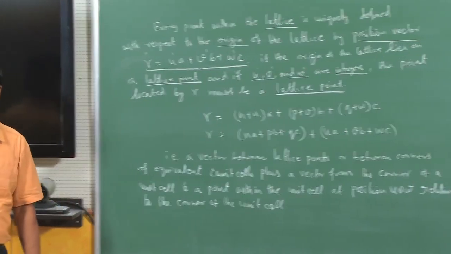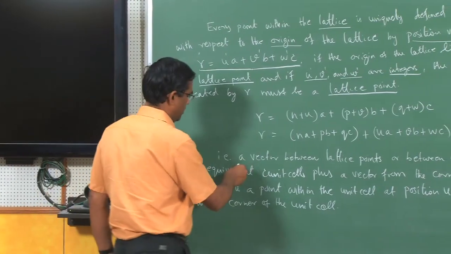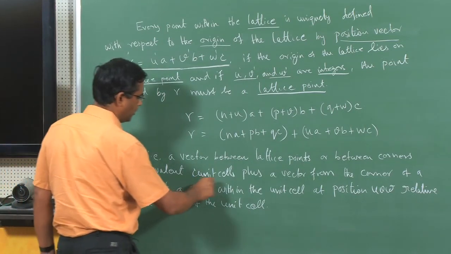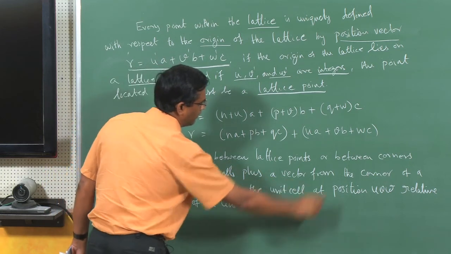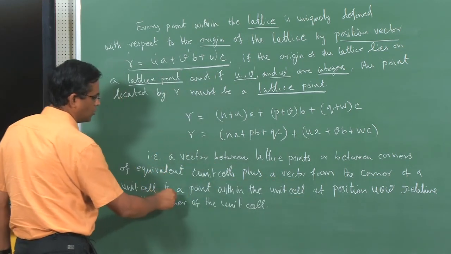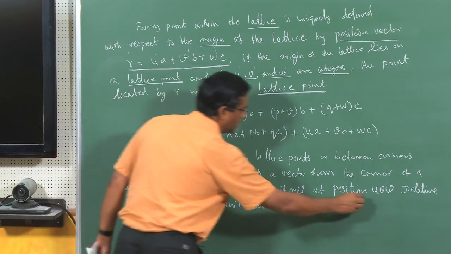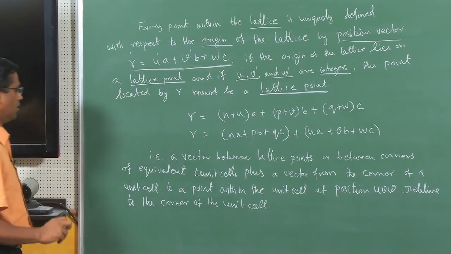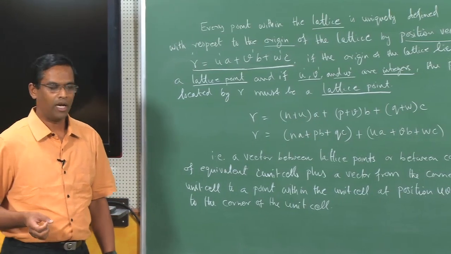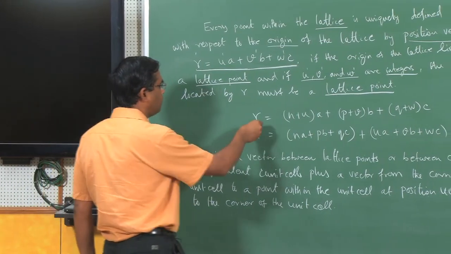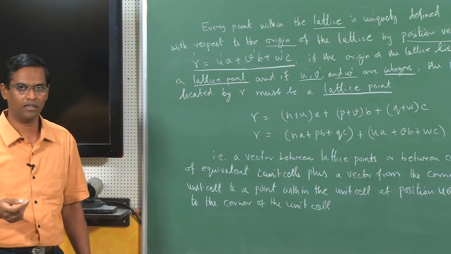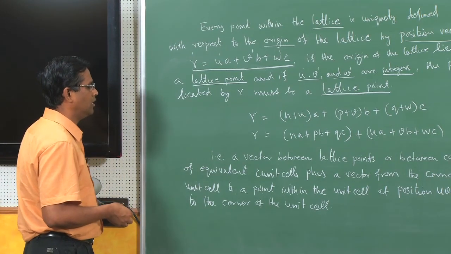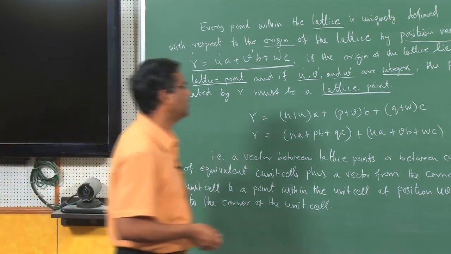What I have written here is a vector between lattice points or between corners of equivalent unit cells, plus a vector from the corner of the unit cell to a point within the unit cell at the position u, v, w related to the corner of the unit cell. Basically, you have to understand the position vector as well as the lattice translation vector. You have to identify these two parameters, then it is easy for you to look at a general lattice of this kind.